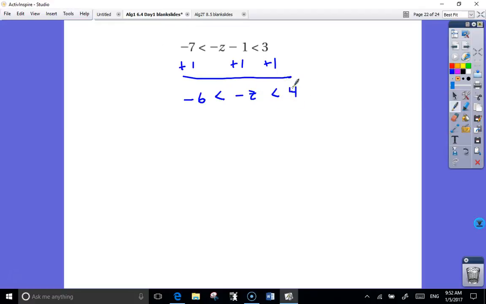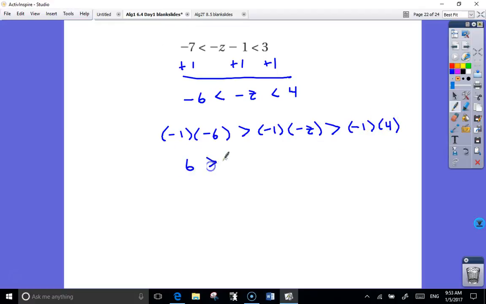Okay, and how do you get rid of a negative which is multiplying? You could say divide or you could say multiply. Remember, that's the multiplication property of negative 1. It flips the sign. So at the moment that I multiply by negative 1, what do I have to do to the inequality symbols? They flip, right? So I'm going to write negative 1 times negative 6 is greater than negative 1 times negative z is greater than negative 1 times 4. So this is 6 is greater than z is greater than negative 4.